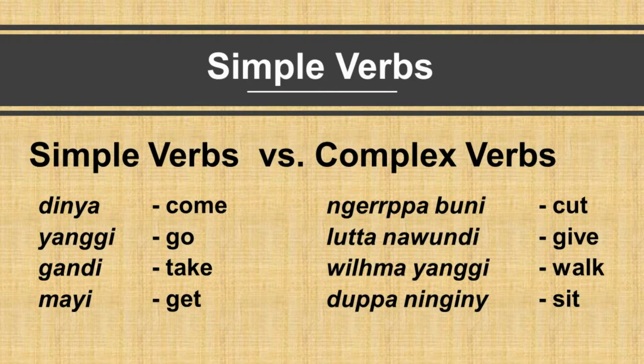And sit is technically dupa, but you cannot simply use dupa in a sentence. It needs to combine with another verb, ningin. So this is the difference between simple verbs and complex verbs in Wagiman. However, this is not the end of the story.